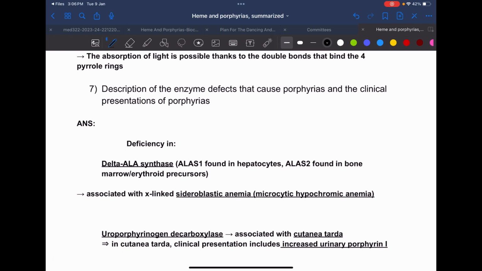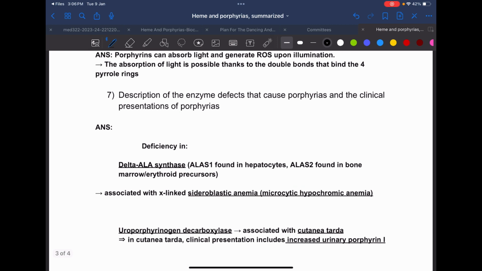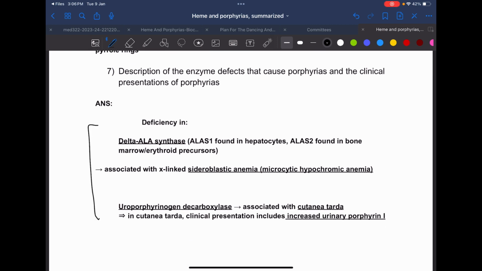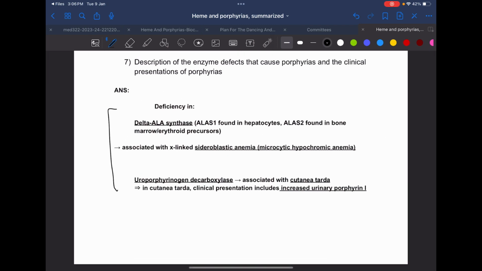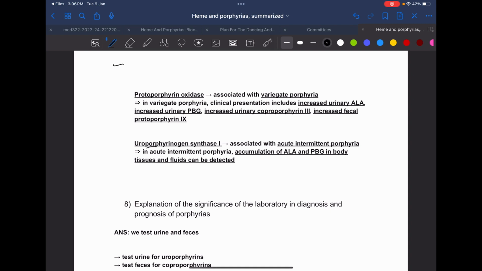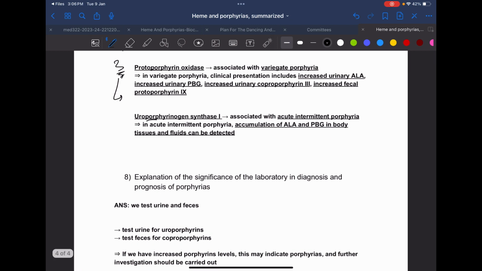So again, I explained this, but this is just a simplified or summarized version of what I went through. So we have deficiency in this enzyme, what it causes, and its clinical presentations, deficiency in this enzyme, this one, and this one. So there's 4 total enzymes, and 3 porphyrias that you need to know, because one of them causes the hypochromic microcytic anemia that we discussed, and 3 of them cause the most common porphyrias that again we discussed earlier.